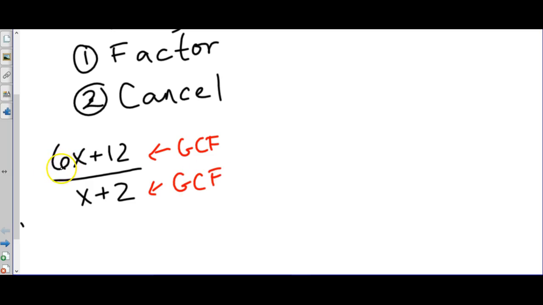Like I know 2 divides into 6 and 2 divides into 12. But really I want the biggest factor. So 3 works, 3 divides into 6 and 3 divides into 12, that's bigger. But there's one even bigger, 6. 6 divides into both of these. So once we've found the greatest common factor, that number goes in front of one set of parentheses, and then our actual division will go inside.